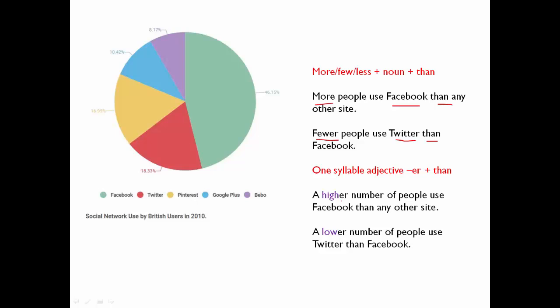And then a one-syllable adjective. So the one-syllable adjective here is high. High is just one syllable. And low is just one syllable. So we just add er to the end of it, and then than. So a higher number of people use Facebook than any other site. A lower number of people use Twitter than Facebook. So remember, for one syllable adjectives, you just add er. This is very, very simple English. You should know this already.